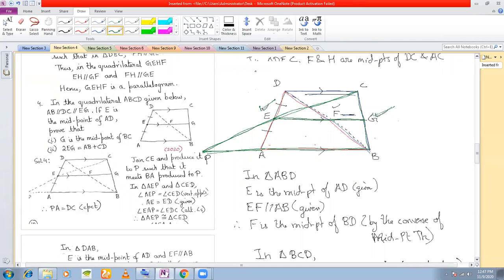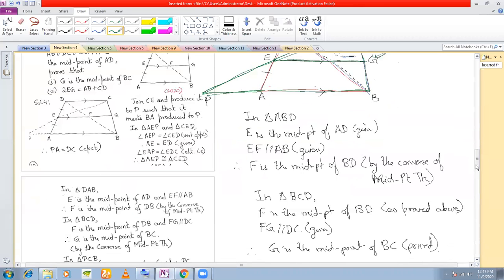Yes, sir. That is why we construct this green triangle. This is the main idea of the problem. We construct this green triangle such that E and G are midpoints of the sides of the triangle. Otherwise, we'll not be able to show that twice EG is equal to AB plus CD. That is the main idea here. In order to show this, you will have to construct this triangle such that E and G are midpoints of the sides, because we have already shown E and G to be the midpoints.